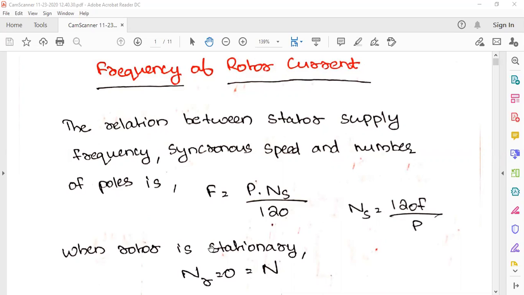So when the machine is at standstill, which means the rotor is not rotating, n is equal to 0. So (ns minus n) by ns will become ns by ns. So slip will be 1. So at stationary condition, slip is equal to 1.